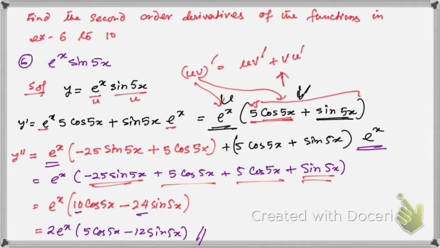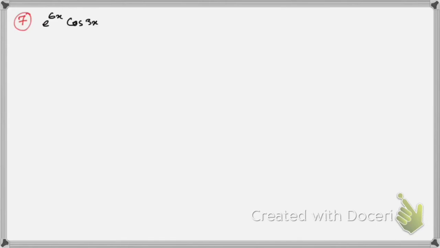So hope you have understood this. Now let's move on to the next question. Question number 7, e to the power 6x cos 3x. So this is the given function, let it be y again.